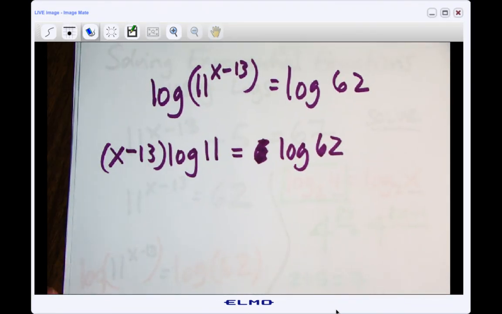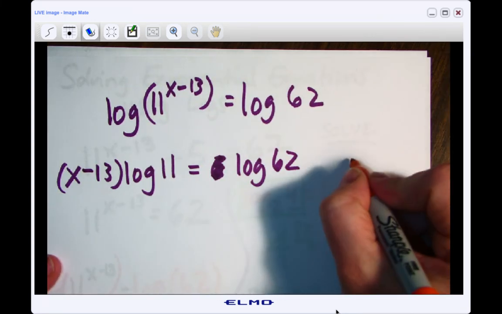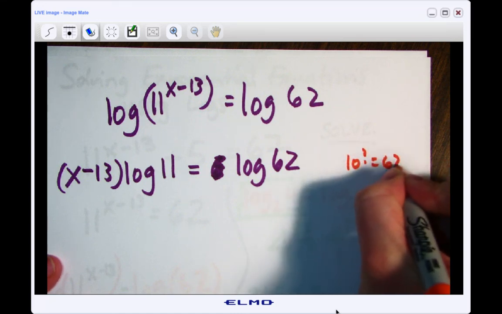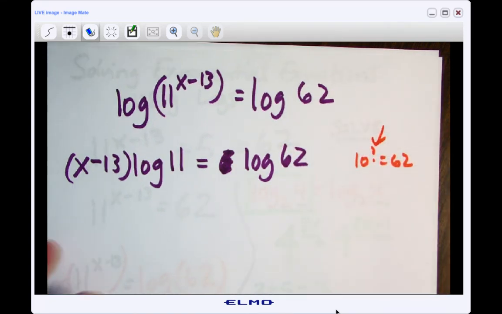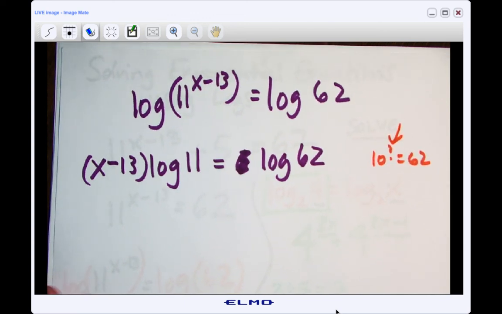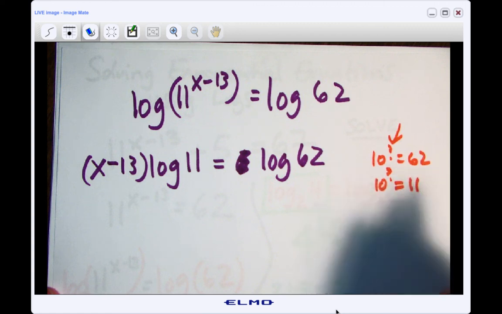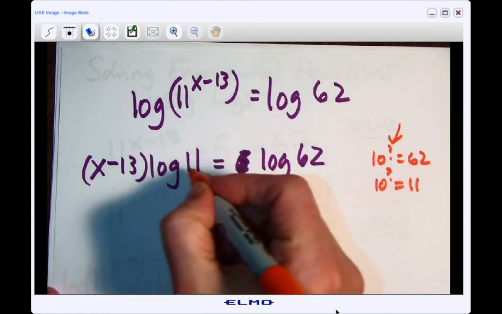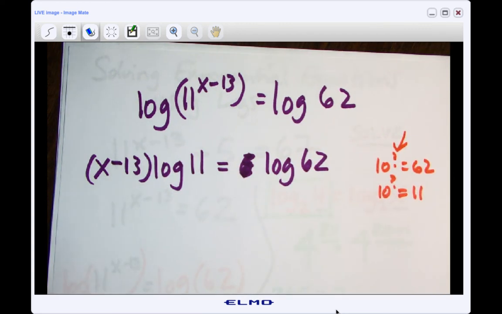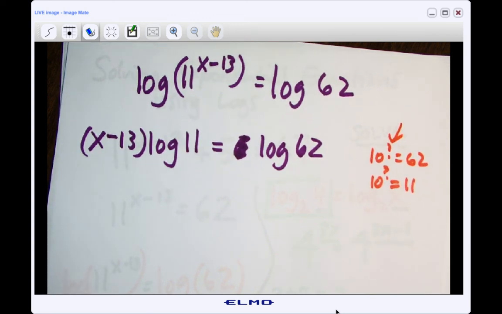I'm trying to solve. Now, there's something that we have to keep in mind: that log 62 says, what do I raise 10 to to get 62? So it's whatever this number is. I don't know what number it is, but it's a number. It's some wacky number, but it's just a number. And this is the same thing. This one says if I raise 10 to something, I'll get an 11. So that's what this one is, but again, just a number. I don't know what it is. My calculator knows what it is. But it's just a number.